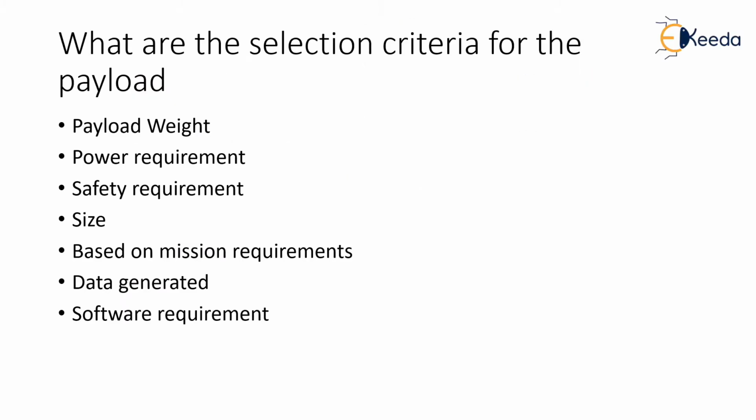Let's understand first what is the selection criteria for the payloads. The different selection criteria are given as follows: payload weight, power requirement, safety requirement, size based on mission requirements, data generated, and software requirement. Keeping the selection criteria in mind while selecting the required sensors, cameras, or any of the payloads is very important. Let us understand these criteria in detail to know how they actually influence the selection of the payload.